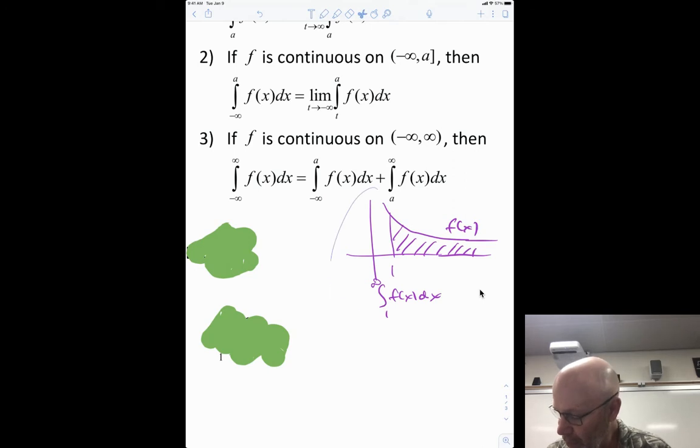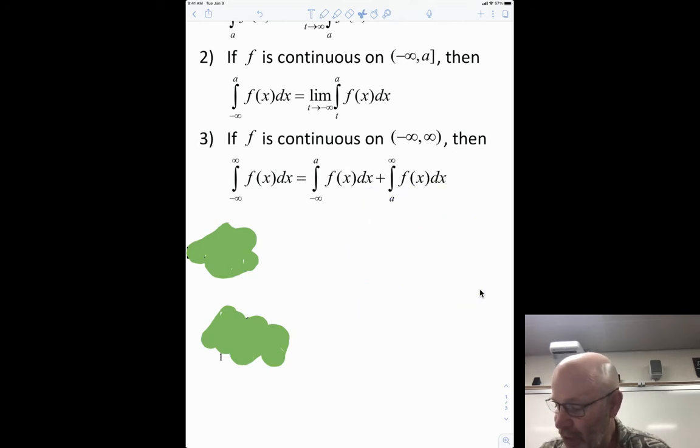So let me erase this. I'll do a couple examples for you. And then there's another type of improper integral also.